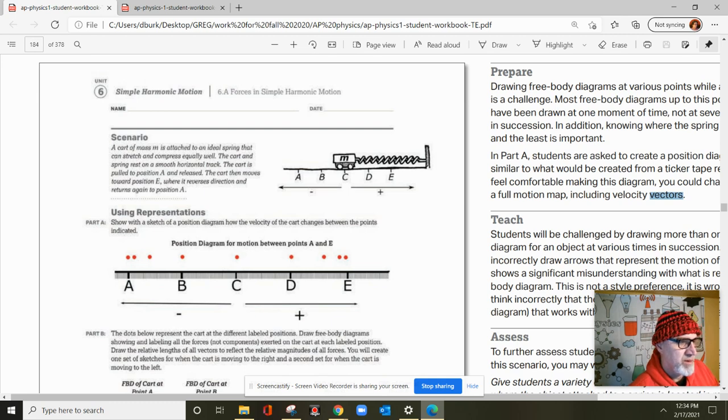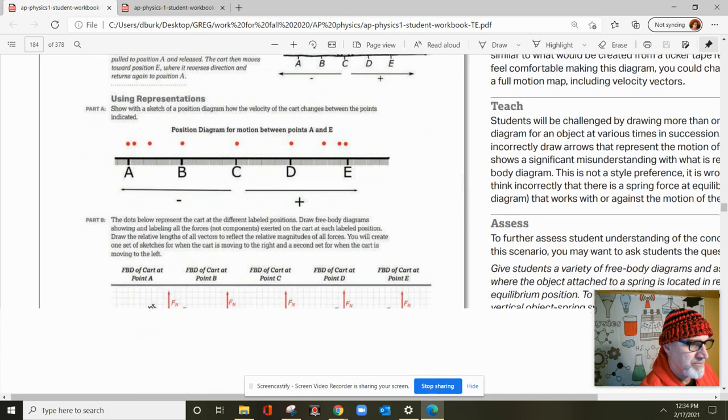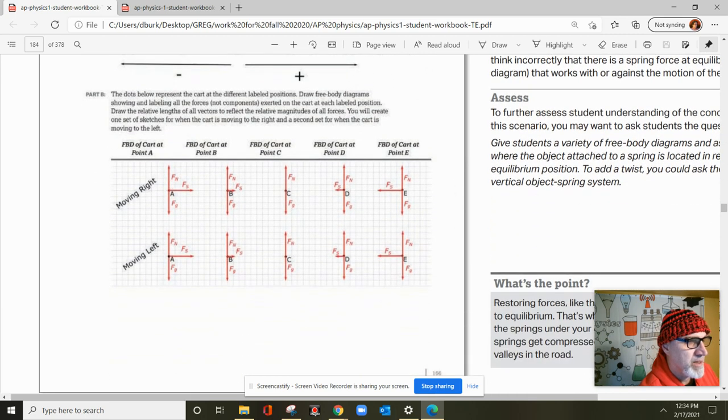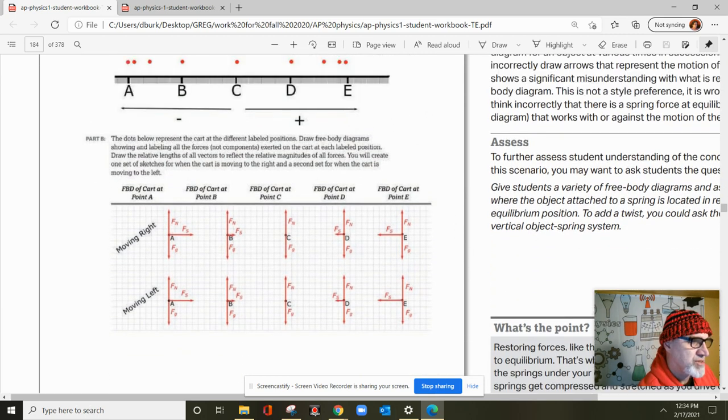So basically what they're showing here with this diagram is that we are getting farther and farther. They're showing acceleration, that the cart accelerates to point C, and then at point C, the spring starts to squish, so the cart slows down. So that's what the dots are showing us, the speeding up and then the slowing down, showing our position changing.